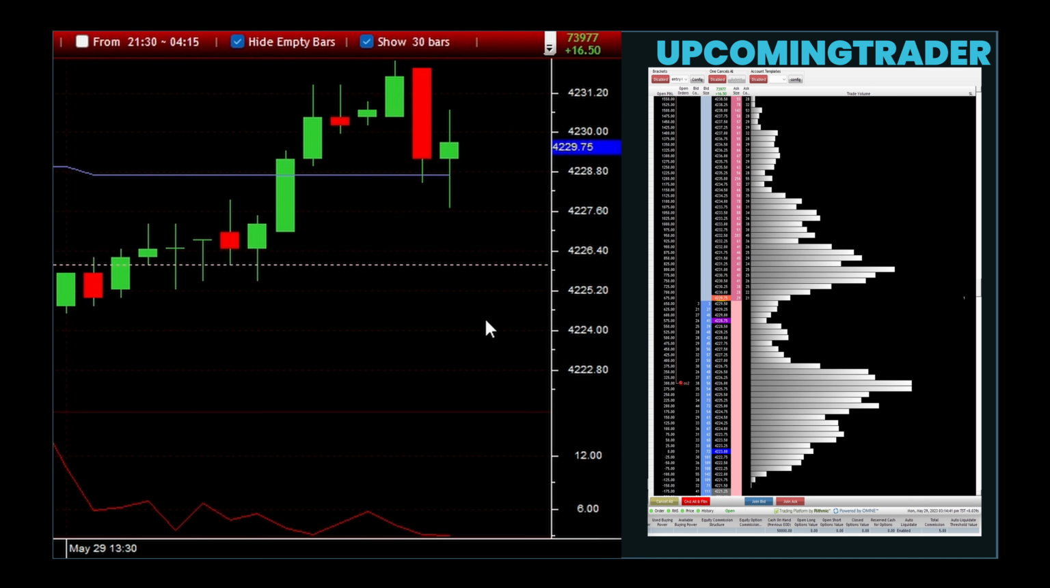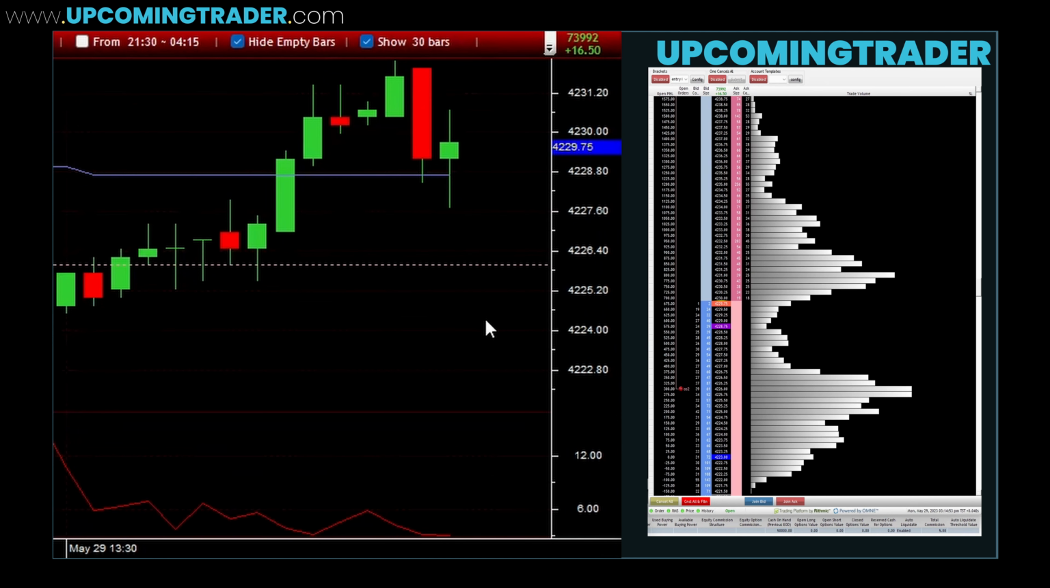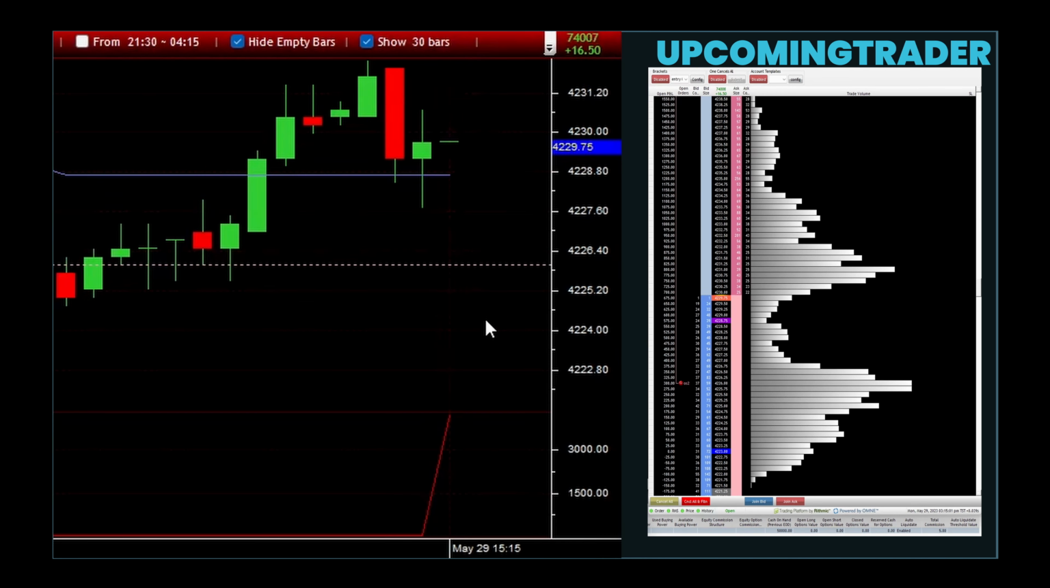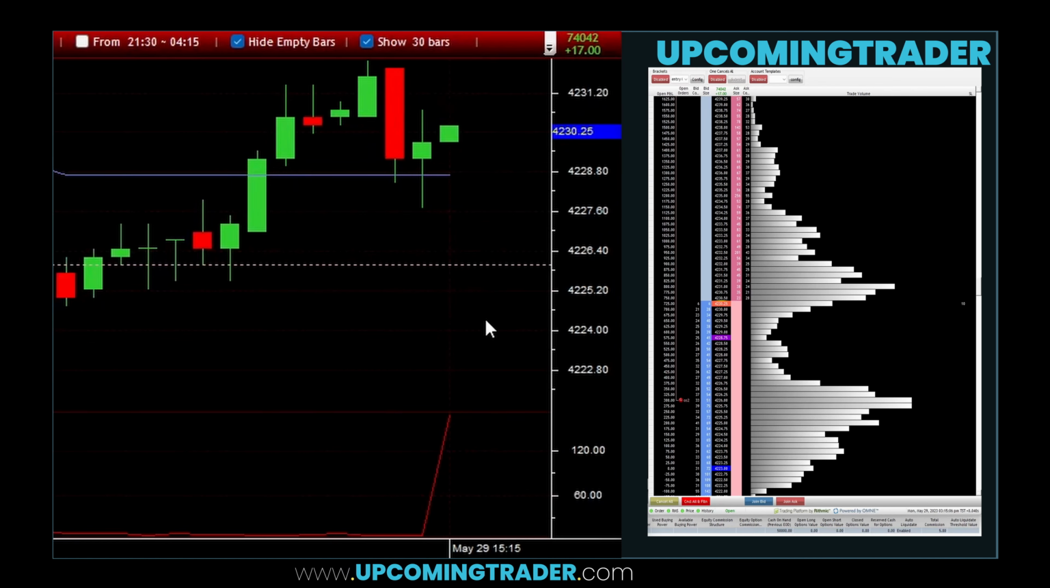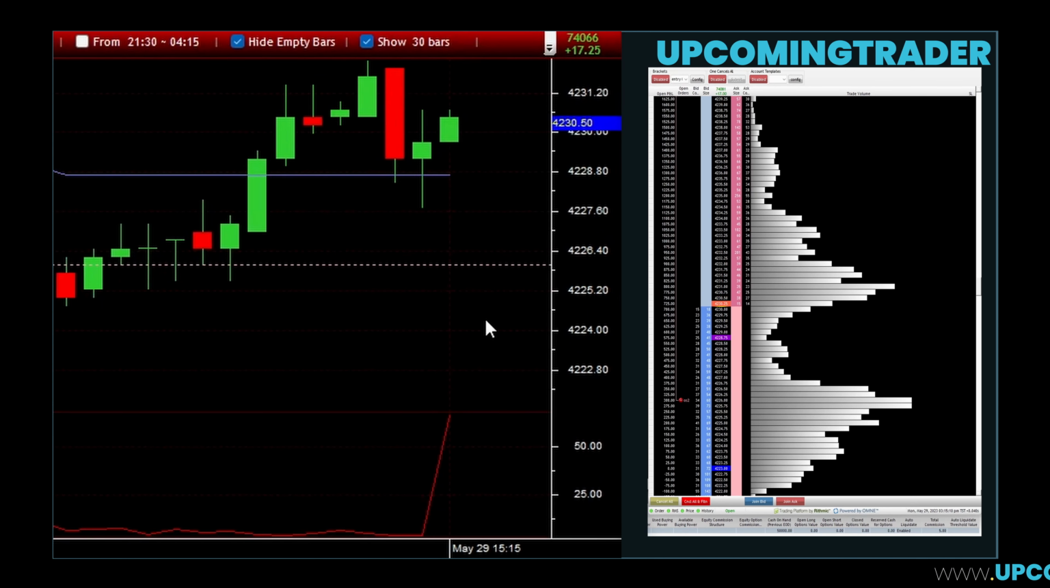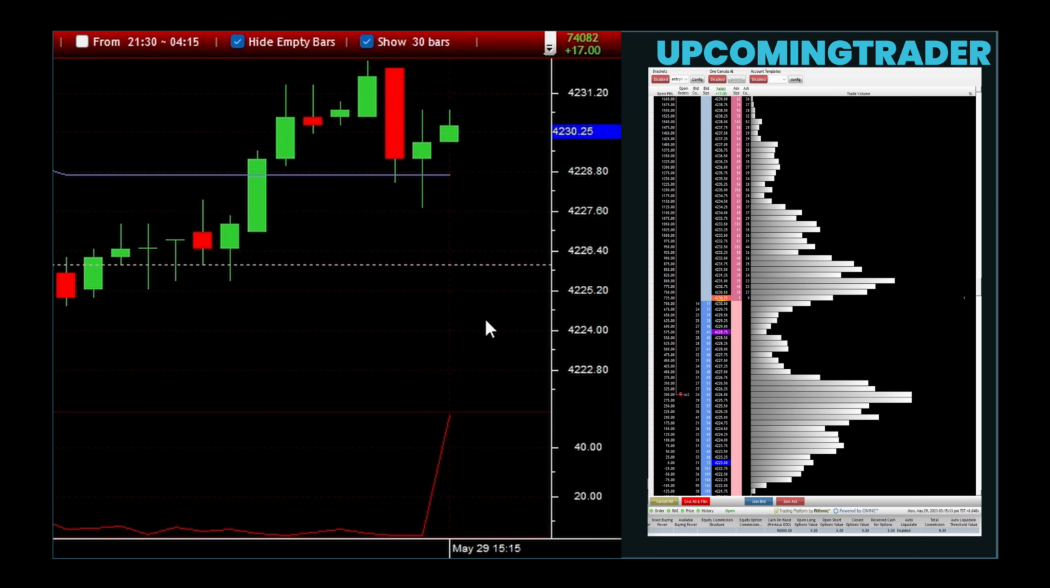Triangles are continuation patterns that show a period of consolidation before the trend continues in the same direction. There are ascending triangles, descending triangles, and symmetrical triangles. For instance, an ascending triangle usually indicates that a price breakout to the upside is likely. It forms when the price hits a horizontal resistance level multiple times but forms higher lows, suggesting increasing buying pressure.